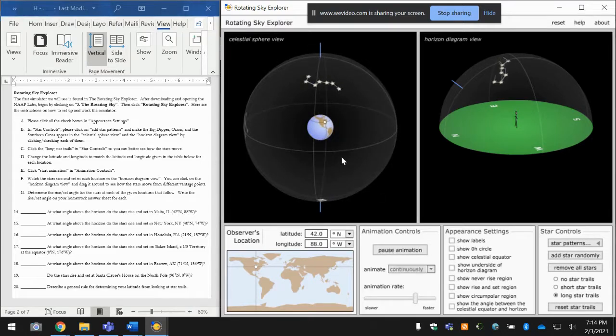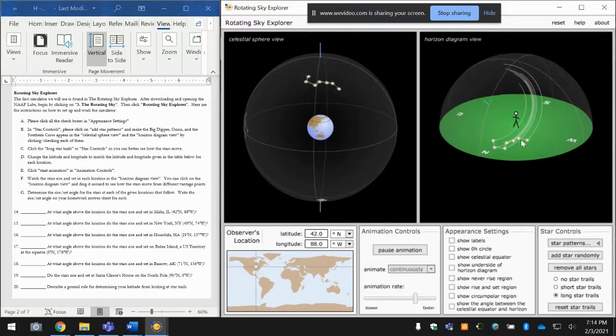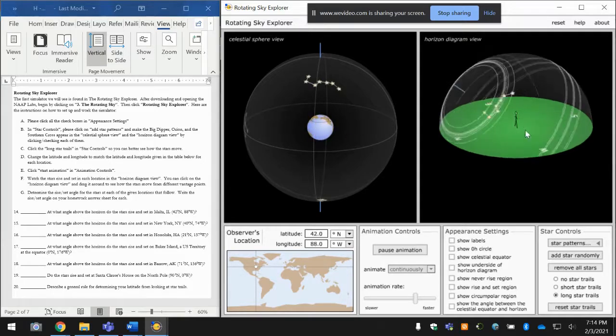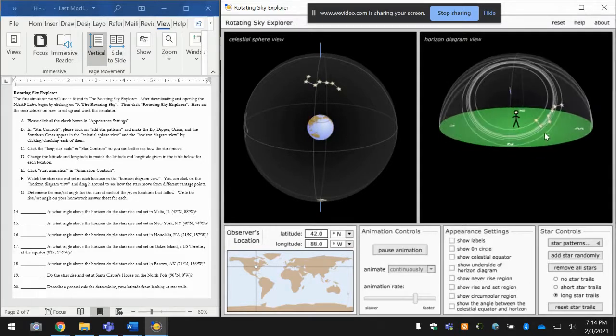When you start the animation, it makes the stars move around in your local sky, which is pictured on this side. You can see as the Earth rotates on this side, the stars are doing their do-si-do through our sky over here. And you can see the Big Dipper is one constellation. It swings low, never sets though. It's called circumpolar. It rises up to the top of the sky and then swings low but never sets.